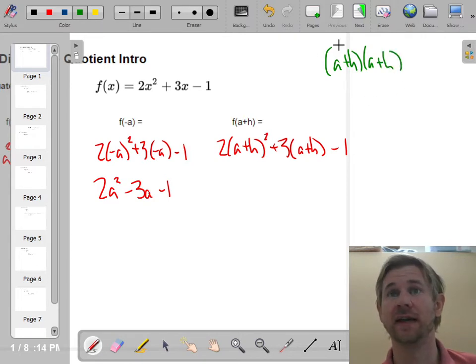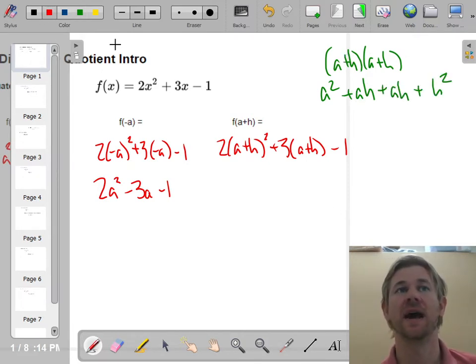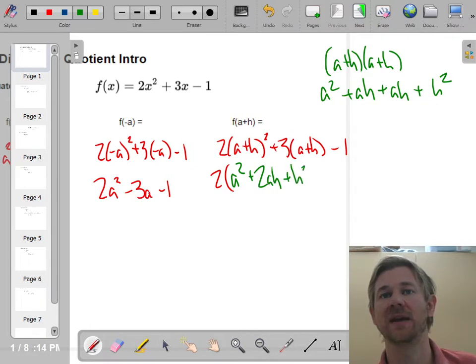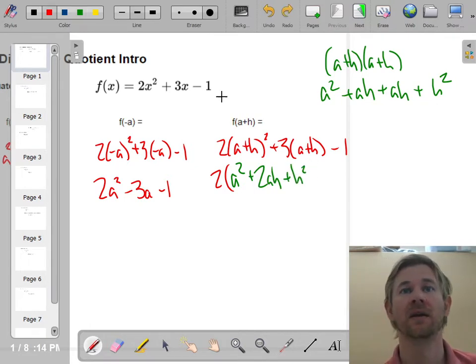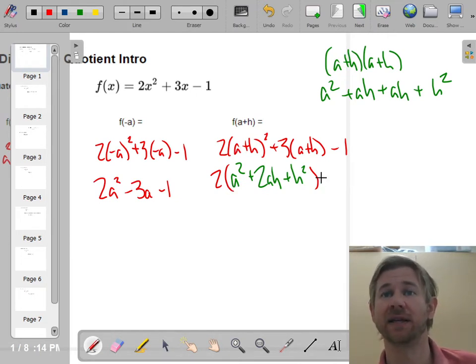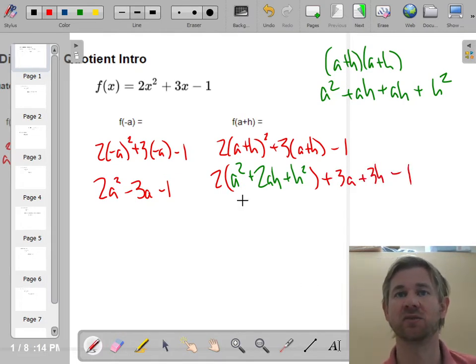So let me remind you, when you see a plus h squared, you need to FOIL. A times a is a squared, plus ah, plus ah, plus h squared. So I'm going to leave the 2 alone, but then on the inside now I have a squared plus 2ah plus h squared. A plus h quantity squared is always going to be a squared plus 2ah plus h squared. I still have the rest of this. I'll distribute: plus 3a plus 3h, and then I have a minus 1.